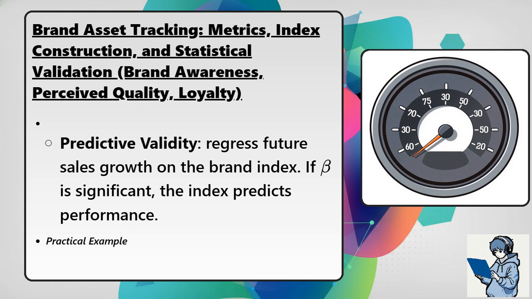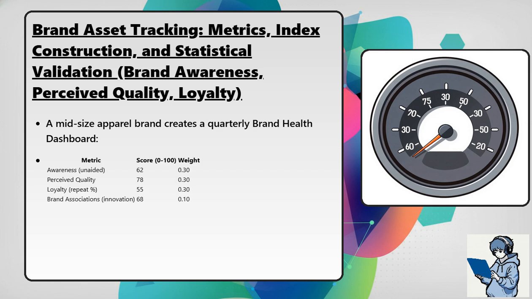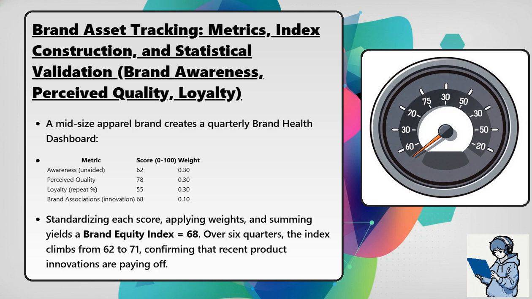Practical example. A mid-size apparel brand creates a quarterly brand health dashboard. Awareness unaided 62, weight 3/10; perceived quality 78, weight 3/10; loyalty repeat 55, weight 3/10; brand associations innovation 68, weight 1/10. Standardizing each score, applying weights, and summing yields a brand equity index. Over 6 quarters the index climbs from 62 to 71, confirming that recent product innovations are paying off.